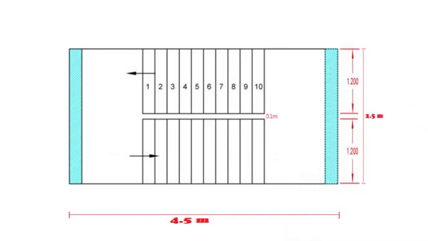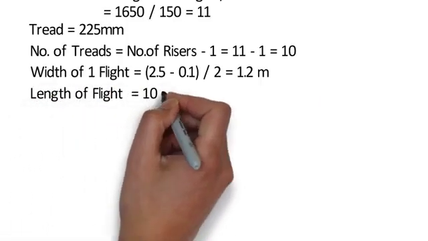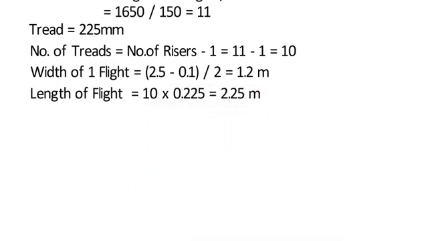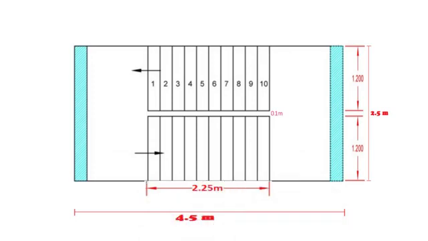Now we have to calculate length of flight. For 10 number of treads, the length required shall be 10 into 0.225 is equal to 2.25 meter. So here in this plan, I will write length of flight as 2.25 meter.